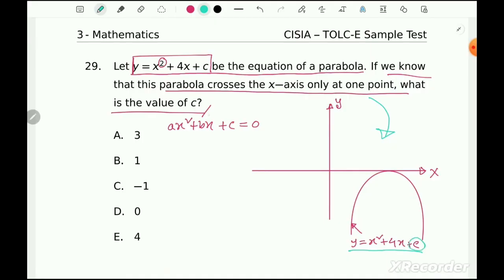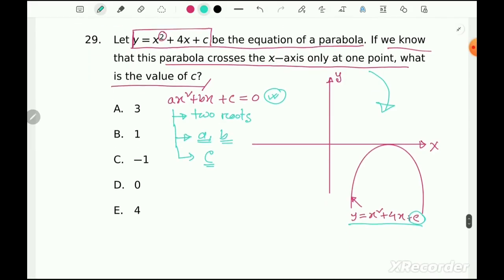Let's consider this equation again. This is called a quadratic equation, and it has two roots. The properties of a quadratic equation: it has two roots and maximum power 2. It has coefficients a, b, and constant c. So a is the coefficient of x square, b is the coefficient of x, and c is a constant term.